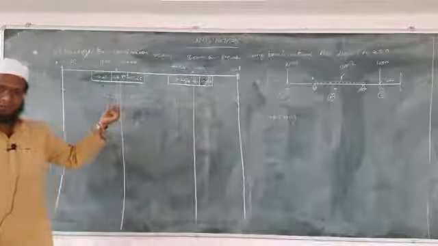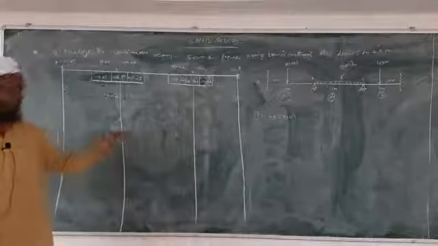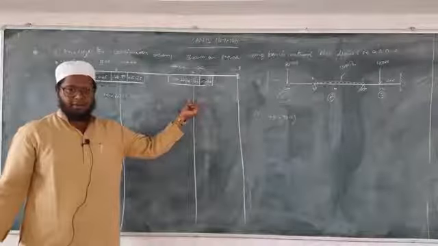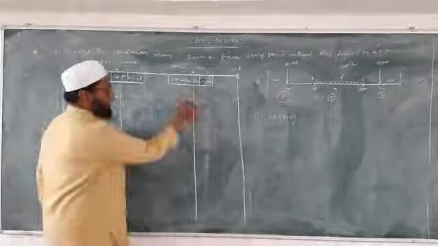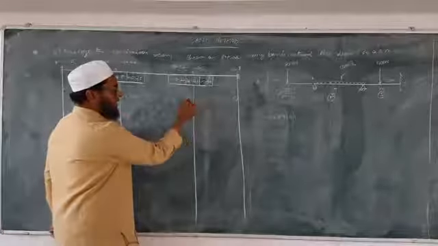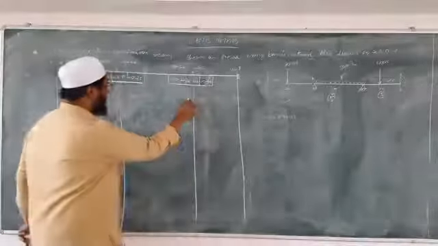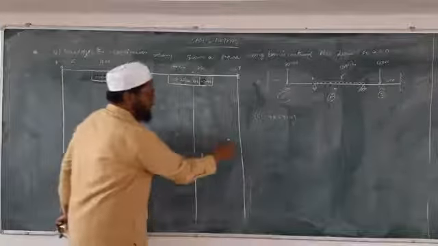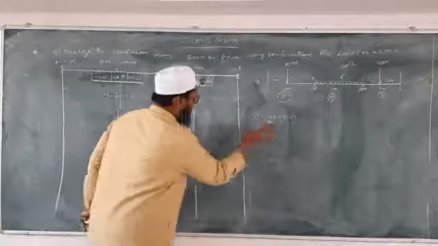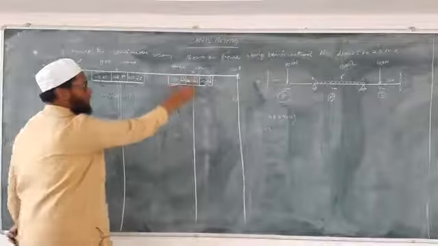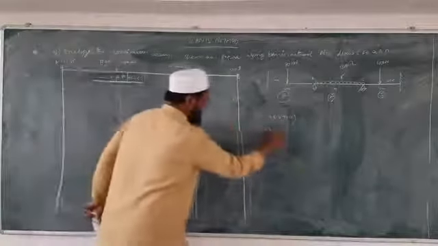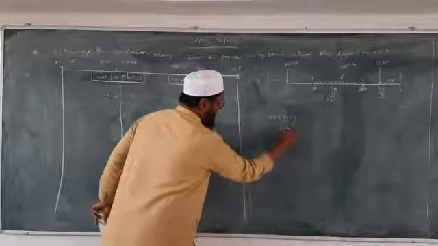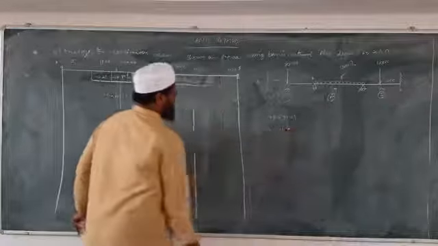Don't go into the moment distribution method, we used to go like this, right? So now I want to calculate these two values. To calculate these two values, what will I do? What is the previous value? 12.22. Previous value is 12.22 plus 46.66.